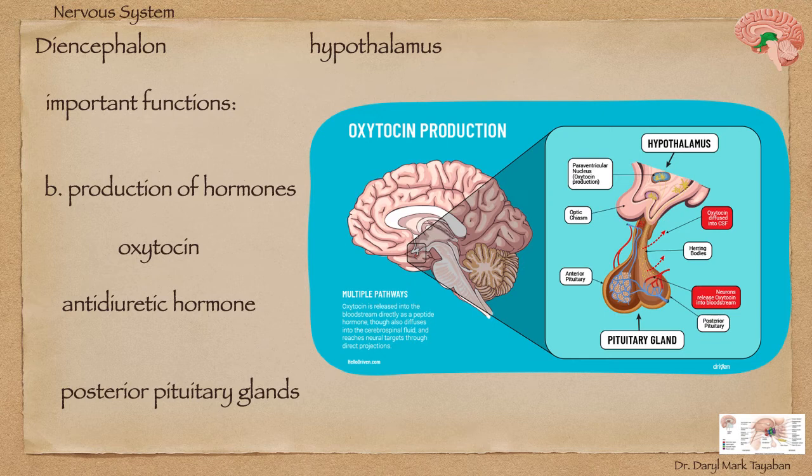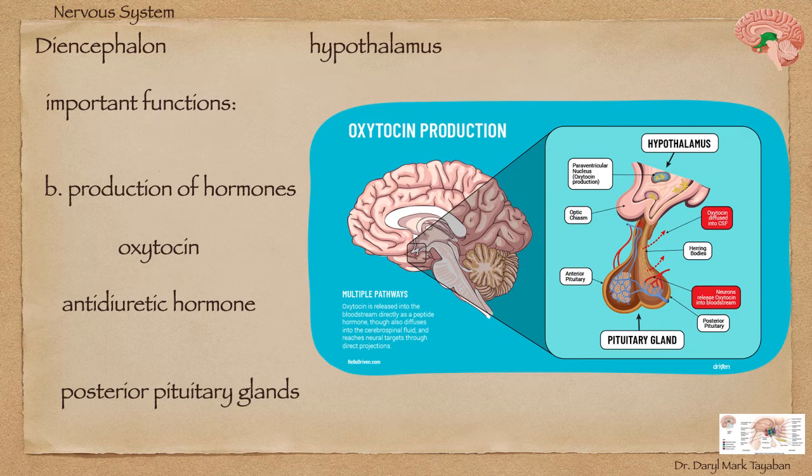Oxytocin is produced in the hypothalamus and is secreted into the bloodstream by the posterior pituitary gland. There are two types, anterior and posterior pituitary gland. So let's just focus first on the posterior. Later, we'll talk about the anterior during the endocrine system, I hope. But anyway, again, oxytocin is produced in the hypothalamus, then secreted into the bloodstream via the posterior pituitary gland. I highlighted the posterior because anterior has different hormones and endocrine functions, okay?